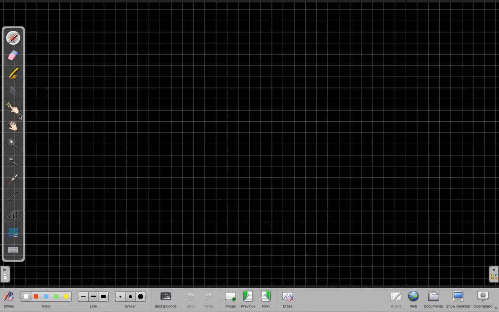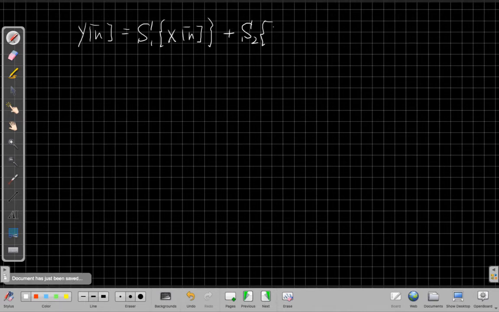Then the third example, before I go on, I should give the notation for that. I should say that y of n, if I put this in the transformation or operator notation, is S1 applied to x of n, plus S2 applied to x of n. So if you like equations better than pictures, that's the equation for this.